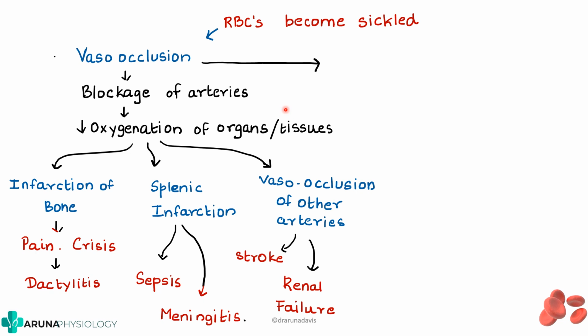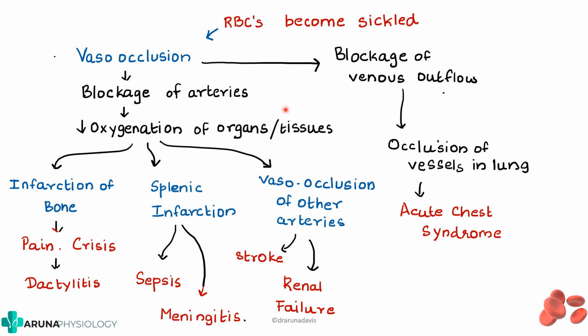Now, when the blood flow is obstructed, it need not be obstruction of arteries alone. There can be obstruction of the veins also. So there can be blockage of venous outflow. Now this can cause occlusion of the vessels in the lung, which can produce a symptom called acute chest syndrome. Okay, and it can also block the venous outflow of the spleen, causing splenic sequestration. So these are the clinical features of sickle cell disease. You can have this vaso-occlusive crisis, which includes this pain crisis, dactylitis, sepsis, meningitis, stroke, renal failure. You can also have this acute chest syndrome and splenic sequestration.